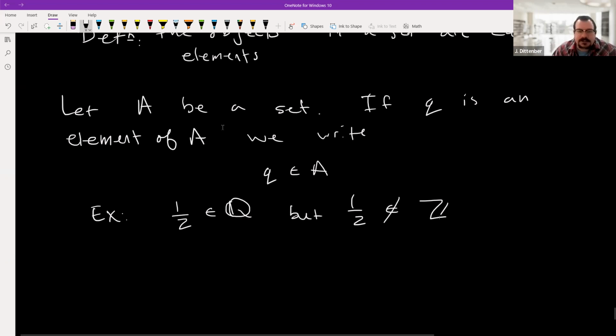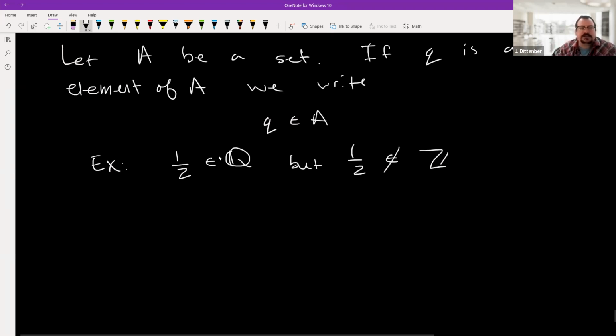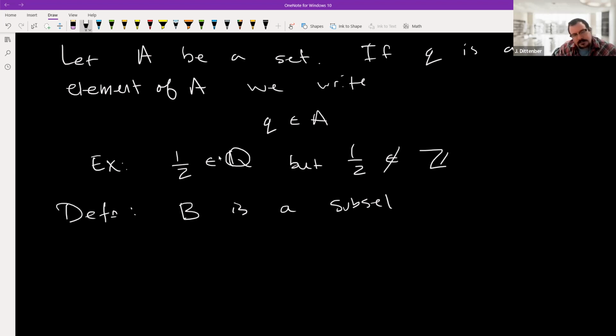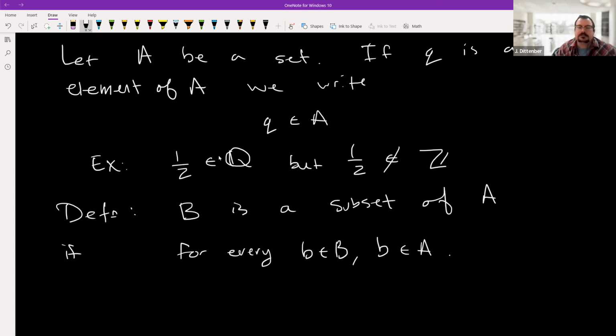Okay. Now, what about sets? Can a set be in another set? Yes, in fact, we can say that. So here's another definition. We'll say that B is a subset of A if, now I can write it like this, for every b in B, that same b is in A. Okay, so for every b in B, that same b is in A.